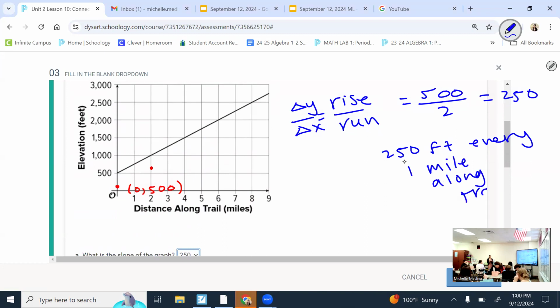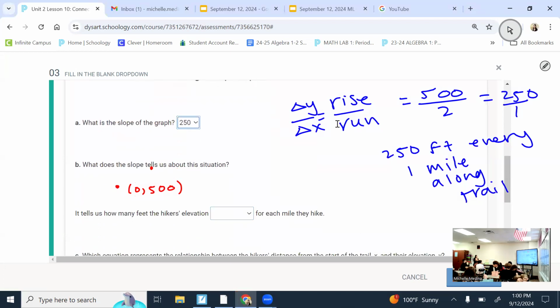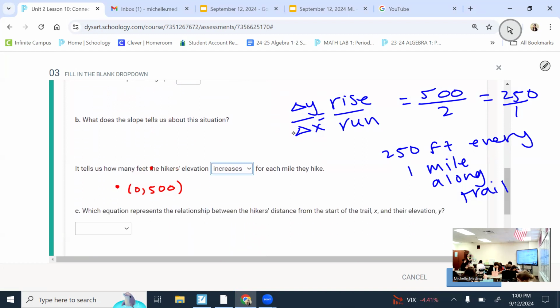Questions on that? Slope is rise over run. So read your axes, y over x. If my slope is 250, you can imagine that it's over 1 because all numbers are over 1. It's changing 250 feet for every 1 mile along the trail. Let's see what our option is. It tells us how many feet the hiker's elevation increases or decreases. Increases because it goes up from left to right, like how you read, and it's positive.